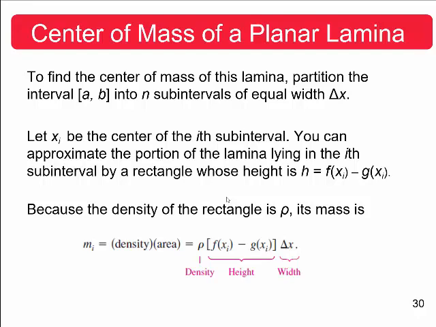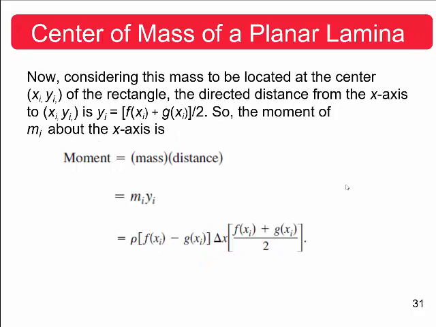And because the density of the rectangle is rho, its mass is equal to density times area. Well, density, you can see where this is going, is rho times the height times the width. You can see where this is going with integration. Now consider the mass to be located at the center of each subinterval of this rectangle.